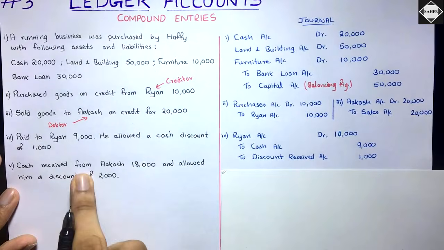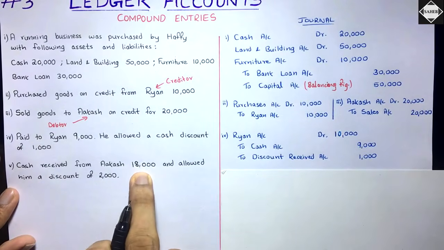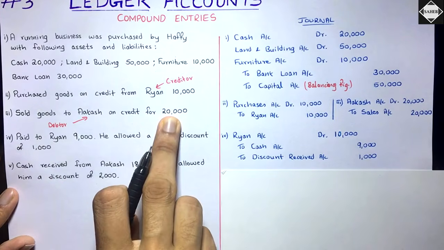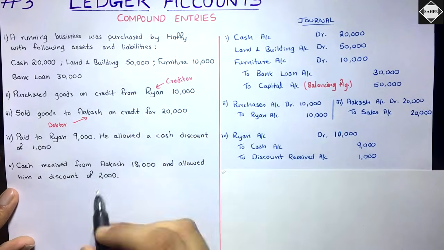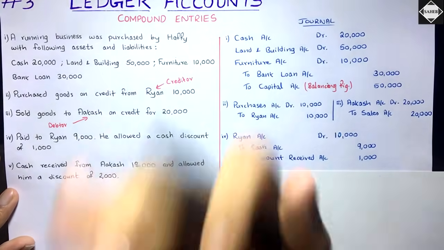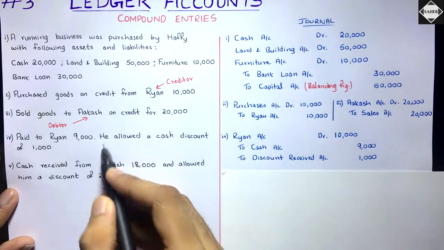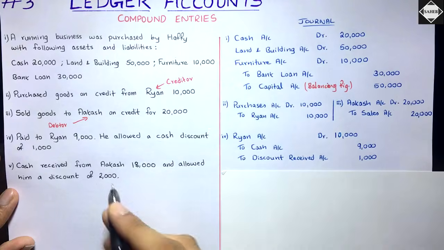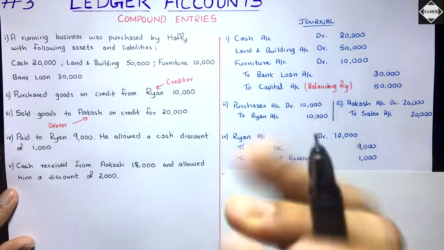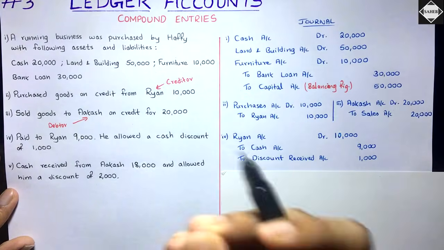Cash receipt from Akash 18,000. See here, we sold goods to Akash for 20,000 on credit. Now we are receiving money from Akash 18,000, and we have allowed him a discount of 2,000. So now here what is happening? Think logically. Here we got the discount, that was income. Here we are giving the discount. We are allowing the discount, so this is discount allowed. So it's an expense. It's a loss for us.